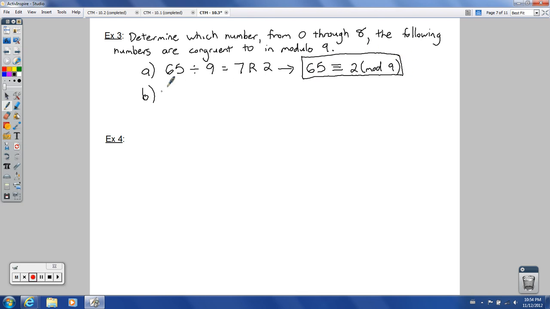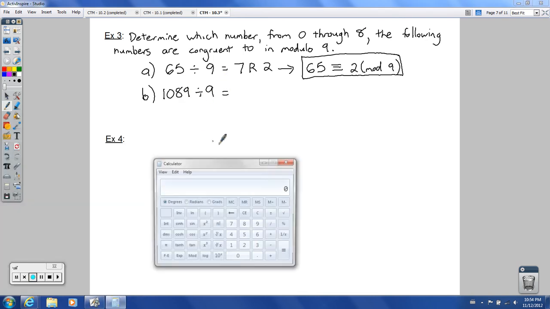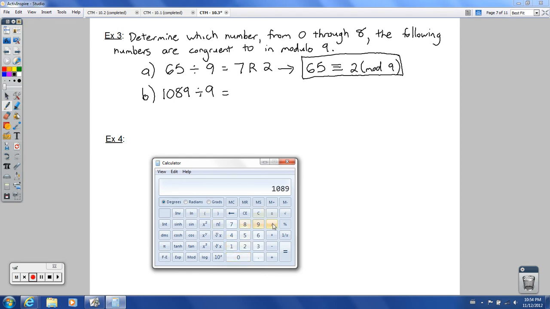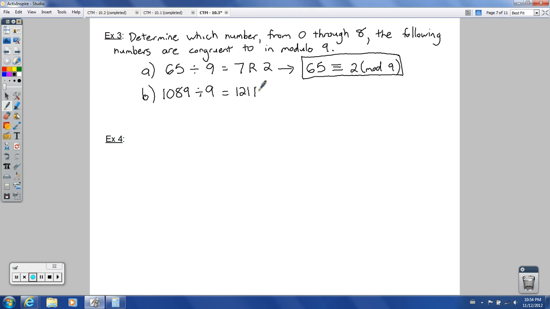And we'll try one more quick one of those. 1089. You probably wouldn't know what that is off the top of your head, so let's use a calculator. 1089 divided by 9 is a whole number, 121 with a remainder of 0. Could you use long division to do this? Definitely. But if they're small enough that you can think of it in your head, you might as well do that. So this is congruent to 0 mod 9, since there's no remainder with 1089.